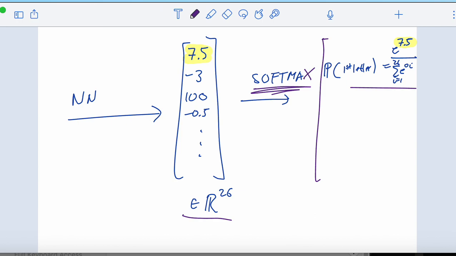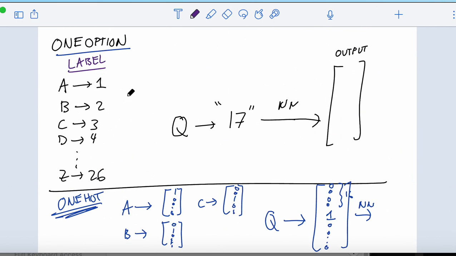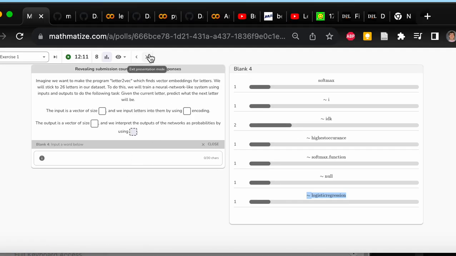Okay, so that part I think most people understood. The first part, we're not sure, should we do the label encoding or should we do the one-hot encoding? And I will let you revote, so let's do it again.